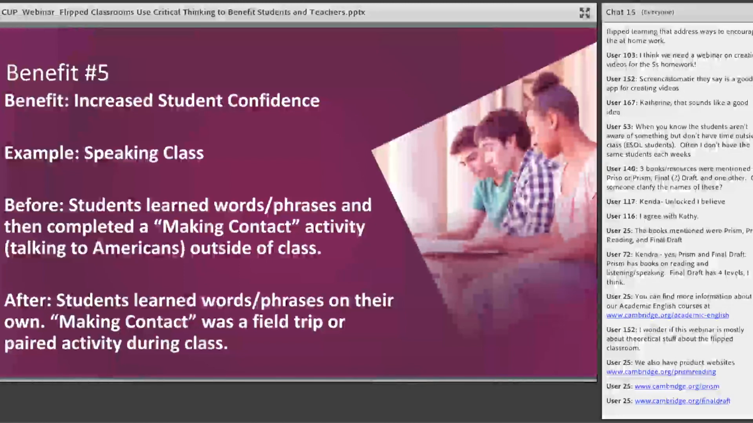And so one of the textbooks I use has contact activities where students are supposed to go out and talk to Americans. Well, that's what used to be homework before I flipped my classroom. That's really hard. It's very hard for students to go out and actually talk to Americans. But when you flip the classroom, I had them read the sample dialogues on their own. But then we would do the contact activities together. I would send them out during class time for 15 minutes with a partner or a group to actually talk to Americans. And that helped them because they were doing it in a group and actually using the language.